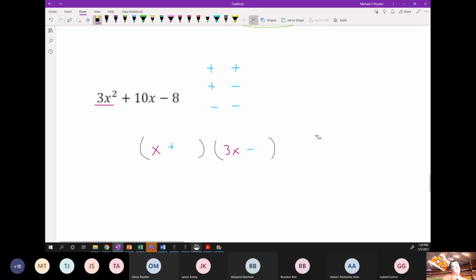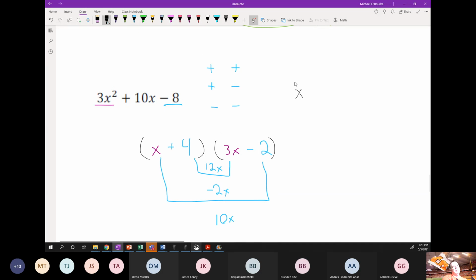4 and negative 2? We have a guess from one person here. So let's do 4 and 2 there. So that equals 12x. That equals negative 2x. This would equal 10x, just like that. Now, as you do more, you'll make those guesses a little bit easier.